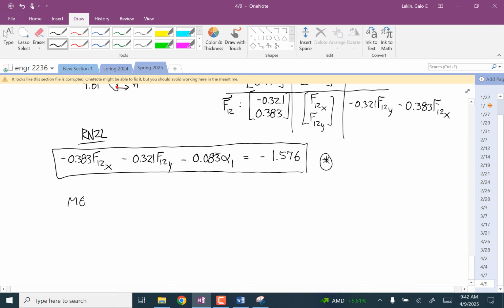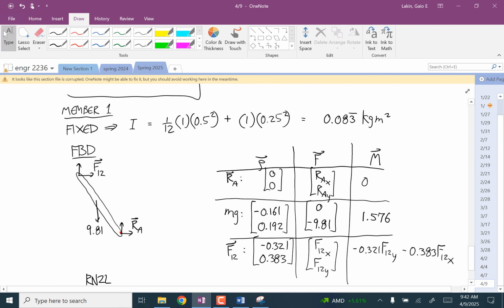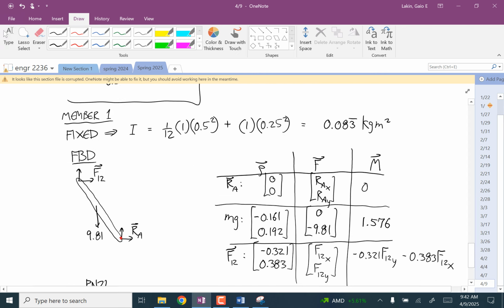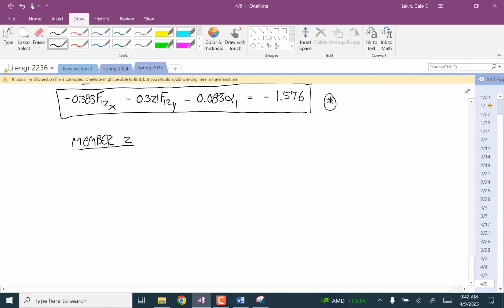Now we're going to go to member 2. Does member 2 have a fixed point? No. No fixed point. And so the about point is the center of mass. So the moment of inertia is just 1/12 times 1 times 0.5 squared, which is 0.02083 repeating.